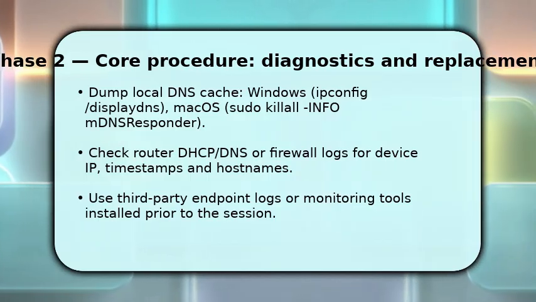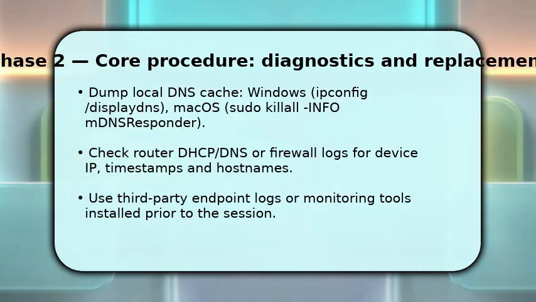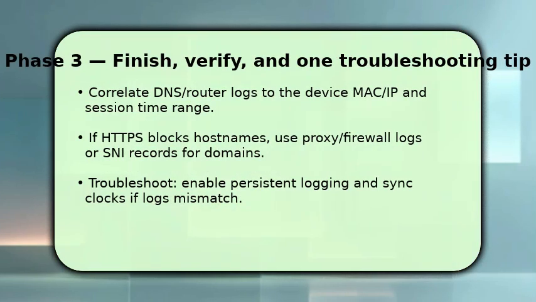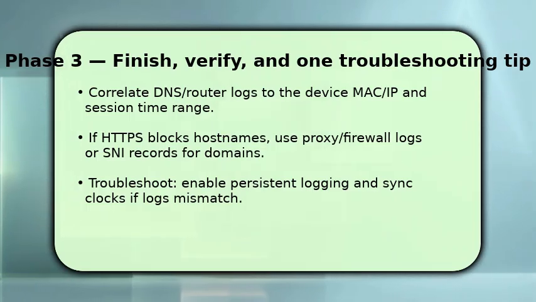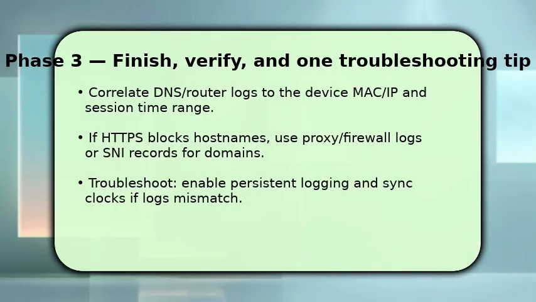Finally, analyze the exported logs and match entries to the incognito session times. Correlate the device MAC or IP with DHCP leases, then map DNS queries or SNI records to visited domains. If HTTPS obscures full URLs, rely on SNI, proxy logs, or firewall metadata which still reveal domains. Once complete, export findings and secure logs.